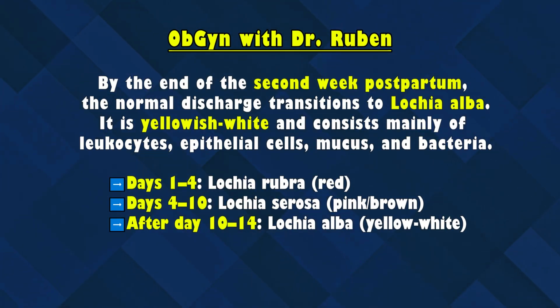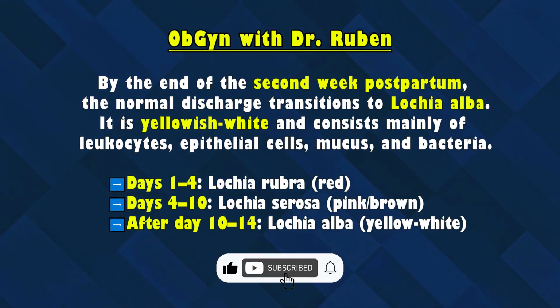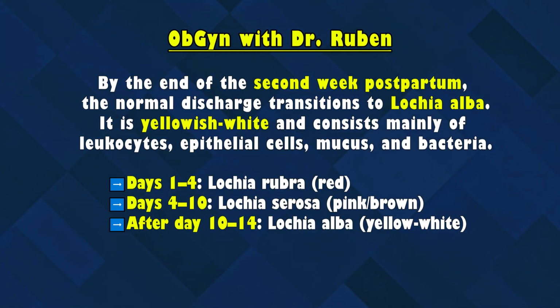By the end of the second week postpartum, the normal discharge transitions to lochia alba. It is yellowish-white and consists mainly of leukocytes, epithelial cells, mucus, and bacteria. If the discharge is foul-smelling or persists as red, think of infection or subinvolution, not normal lochia progression.